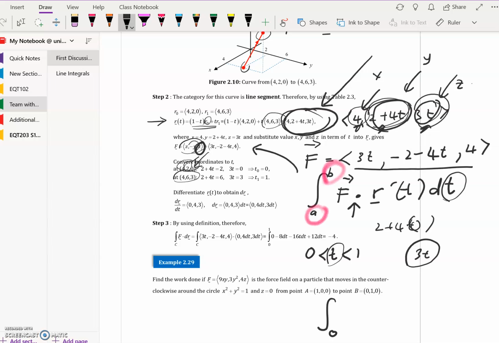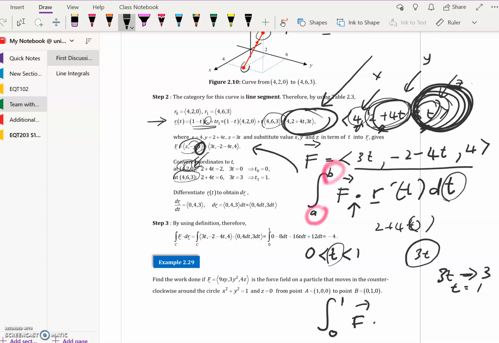I think we cannot compare this one. So next is 2 plus 4t. What is the possible value of t in such a way that 2 plus 4t equals 6? So the answer is 1. The next thing is 3t. What is the possible value of t in such a way that 3t equals 3? So your t obviously equals 1. So our statement is true.